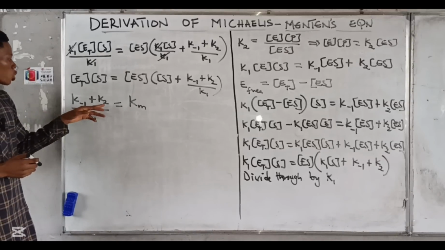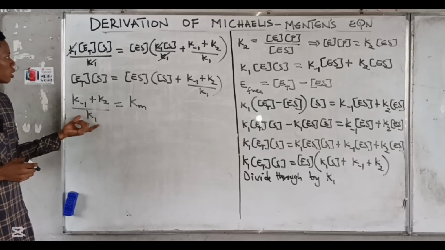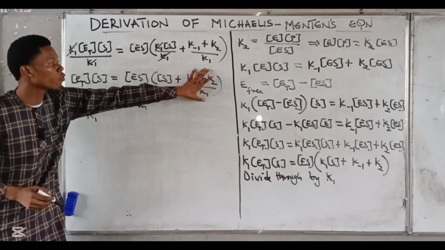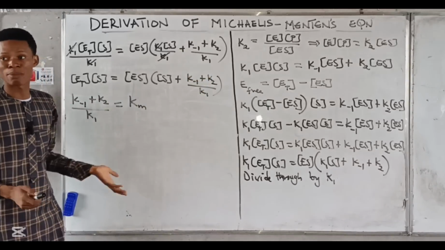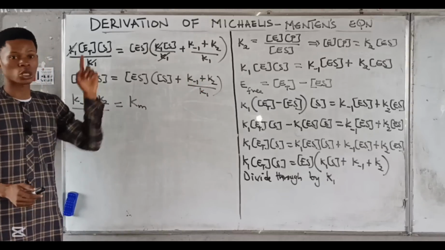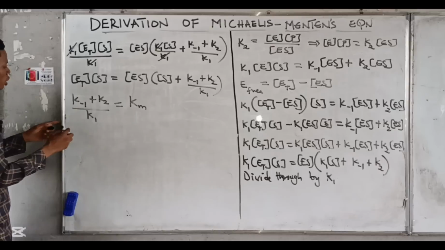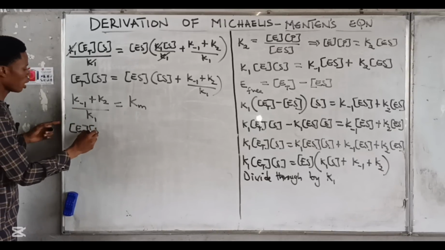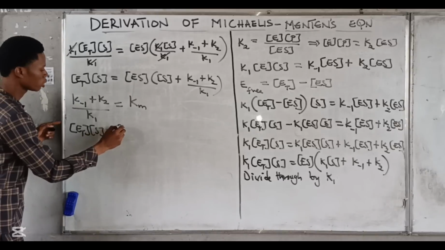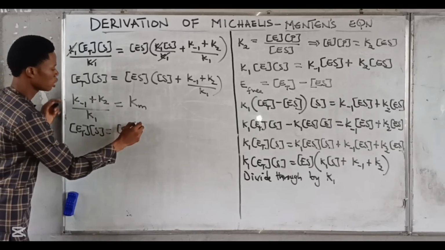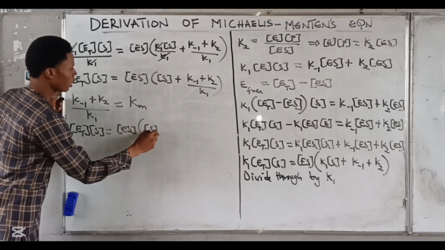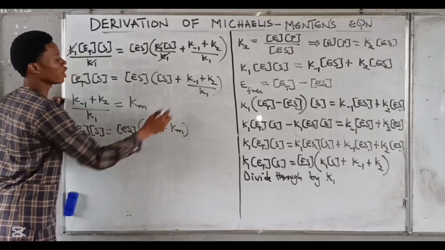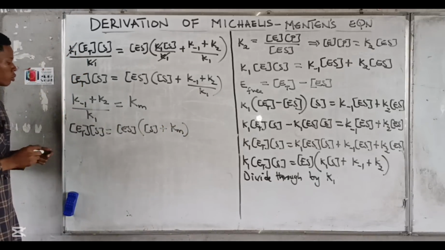(k minus 1 plus k2) all over k1 is equal to Michaelis-Menten's constant. So anywhere we see the whole of this, I'll just put Km. So the whole of this gives us Michaelis-Menten's constant. So we'll be having ET S equal to ES into S plus Km, because everything here is equal to Km.